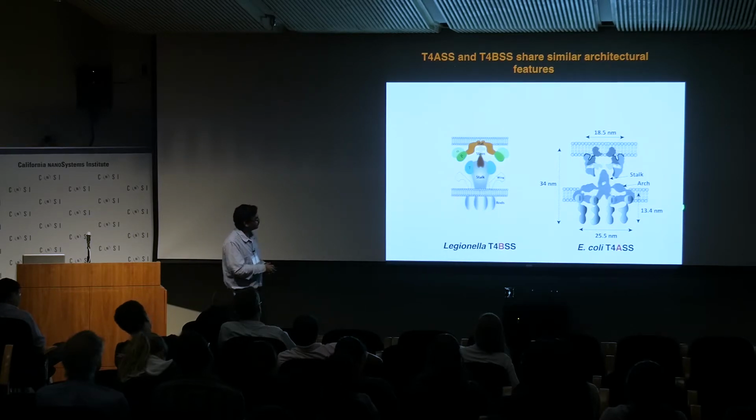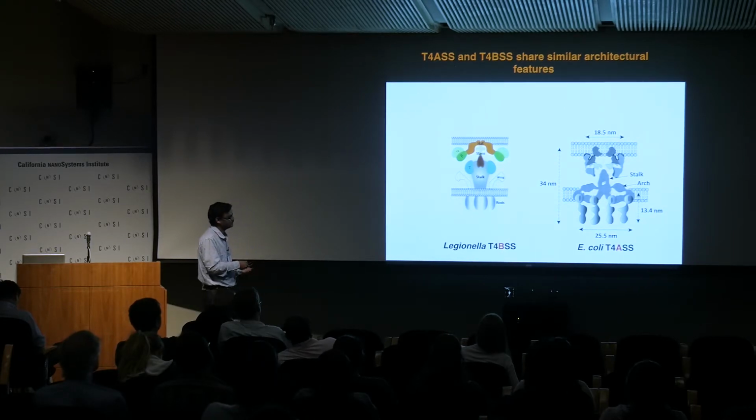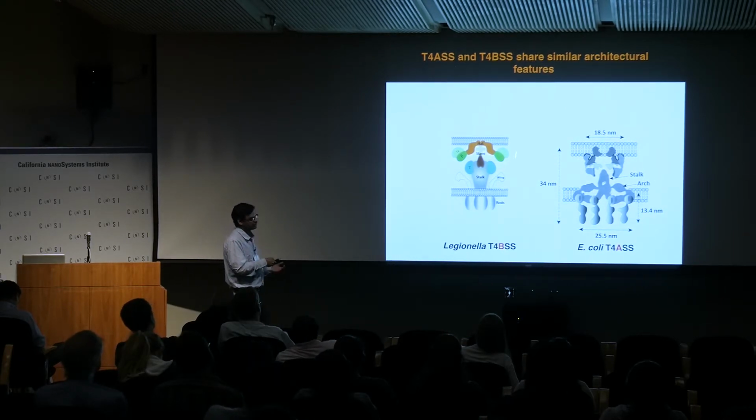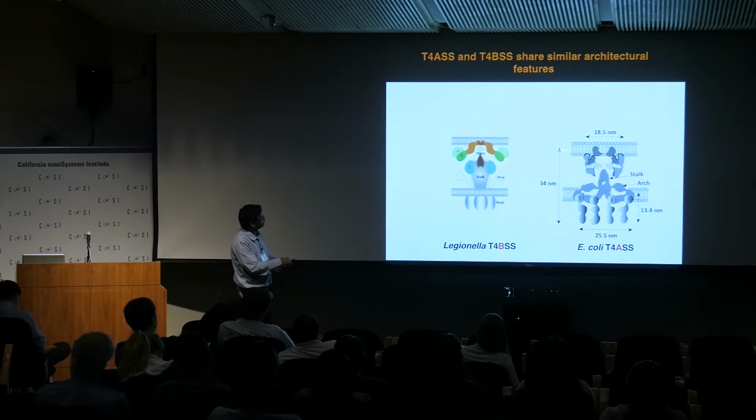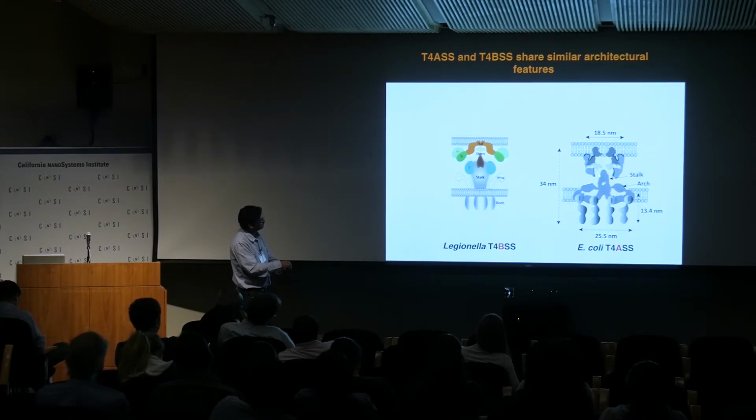So this is, as I say, the structure of the type 4A secretion system. This is the structure of the type 4B secretion system. This has 12 components. This has 27 components. But architecturally, it seems like they're quite similar, because they have this outer membrane complex, then there is a periplasmic complex, and there is a stalk that connects these two to the cytoplasmic complex.